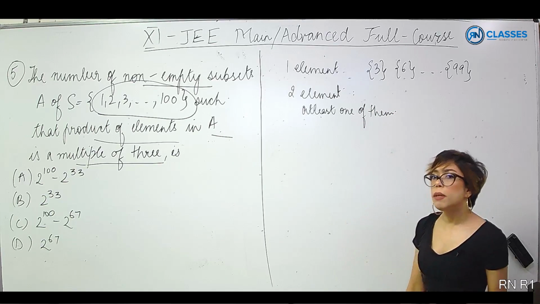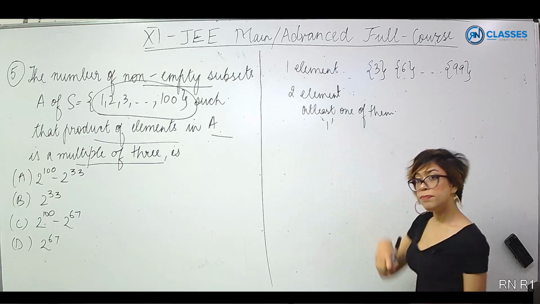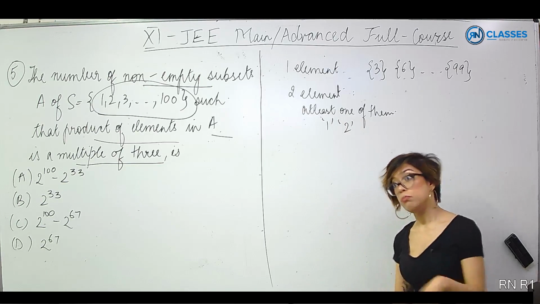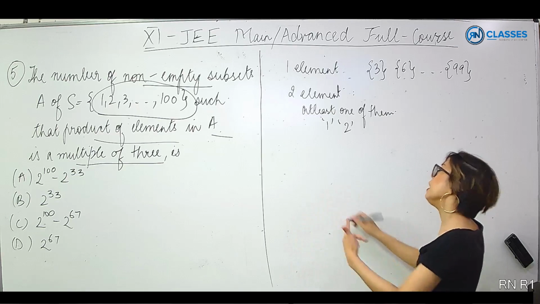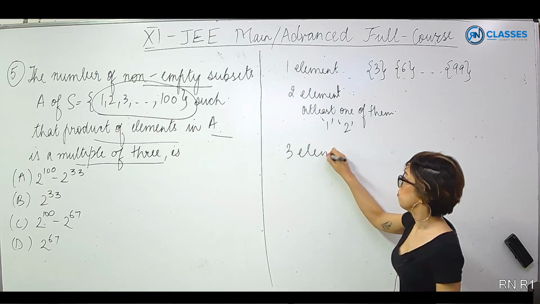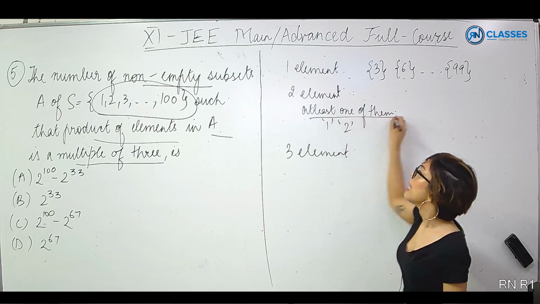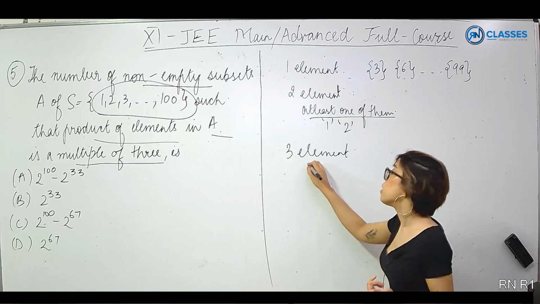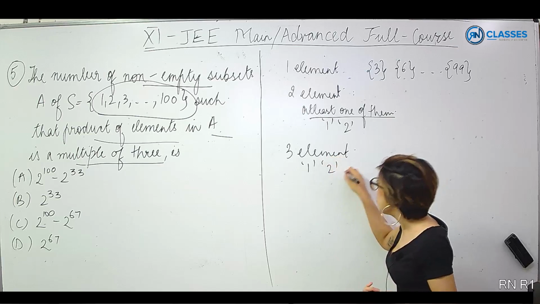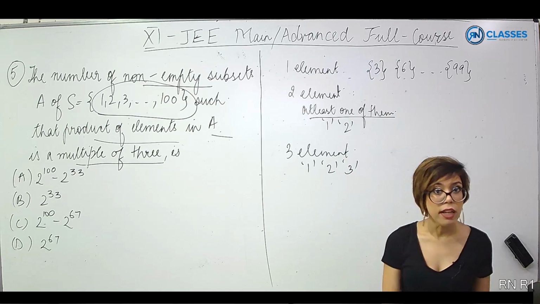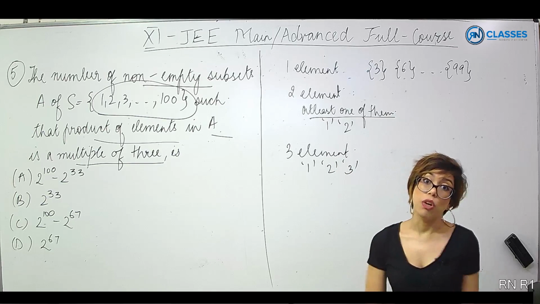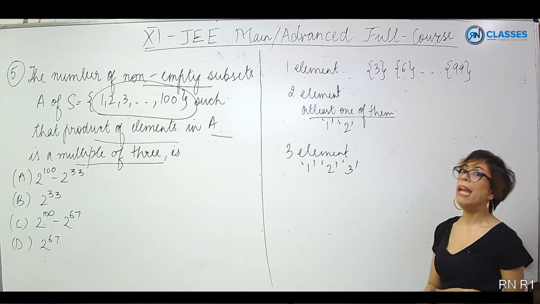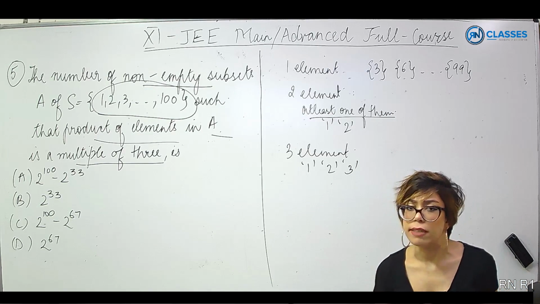Now, at least one of them obviously will include exactly 1, and it will also include exactly 2. So I have these two more cases. Similarly, if I talk about a 3-element subset, again the condition comes that at least one of them has to be a multiple of 3. So that means exactly 1, exactly 2, and exactly 3. All of these cases come, and so on. As we can see, there are numerous cases over here, and it's a little bit difficult to calculate.